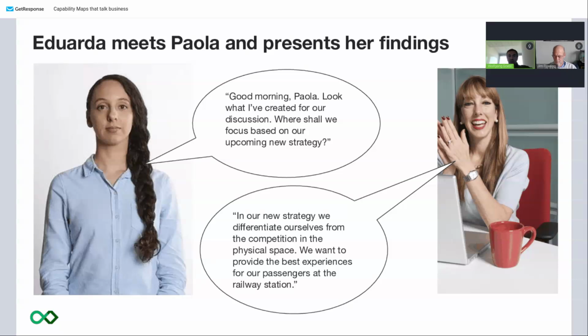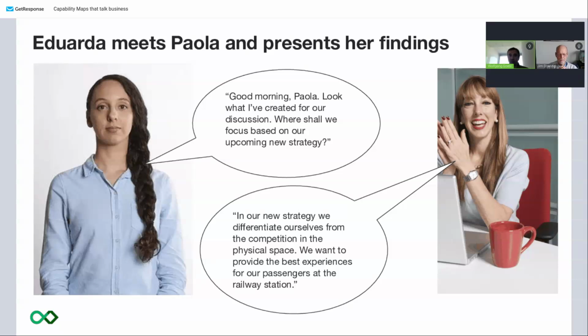Because the strategy in this situation may be only available as a draft and it's not communicated at Intersection Railways, but Paola was part of the strategy process. And Paola said, okay, in our new strategy, we differentiate ourselves from the competition in the physical space. So it's not so much about having the best app and the best mobile digital experience. We want to differentiate ourselves in the physical space, whatever that means. And we want to provide the best experiences for our passengers at the railway station, a clear focus. That's where we want to differentiate. So this is typical manager language.